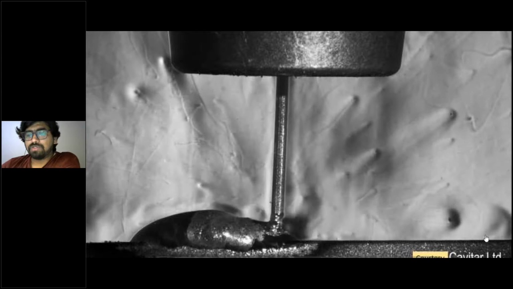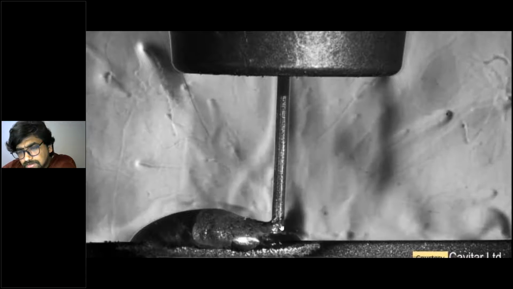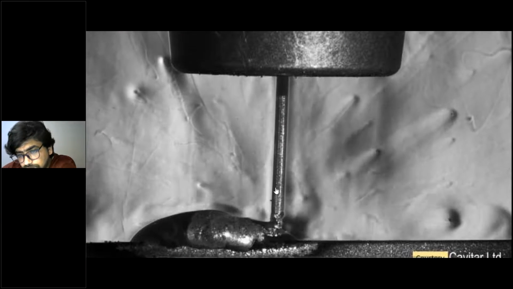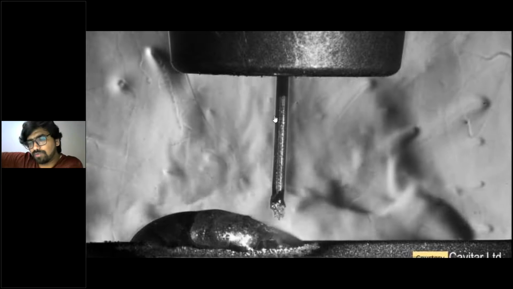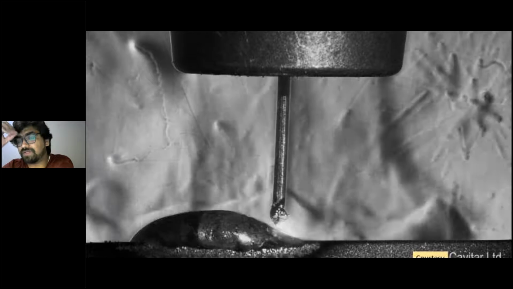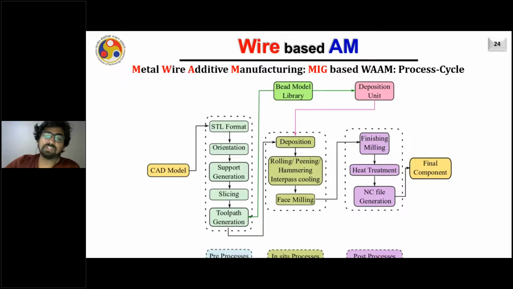Here you can see the wire dipped into the melt pool, and it is leaving the droplet into the melt pool, not because of the high current. It is leaving because the main wire is moving back, and when it is moving back, it is leaving the droplet onto the melt pool. This is cold metal transfer. In such a case, very high energy is not required. A very small amount of energy is used to melt the wire, and you can have a very controlled deposition. So this is about the cold metal transfer.